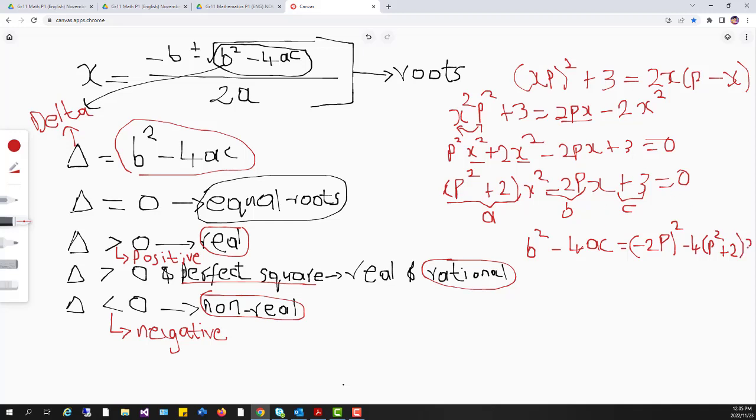So we have a 3 there, 4ac. So this will be equal to minus 2p squared, which is minus 2 squared is a 4, and p squared is p squared. So we have 4p squared, then minus times minus, 4 times 3 is a 12, and then times this p squared, we're going to have minus 12p squared.